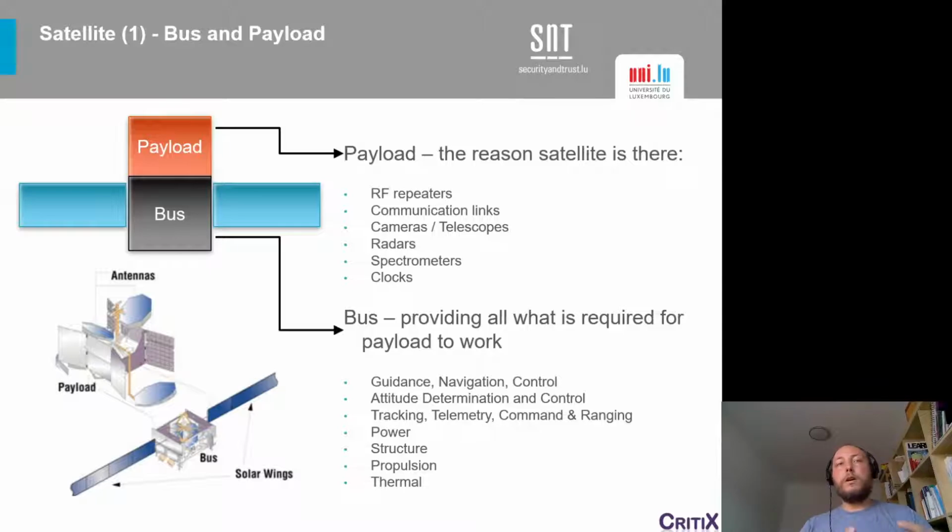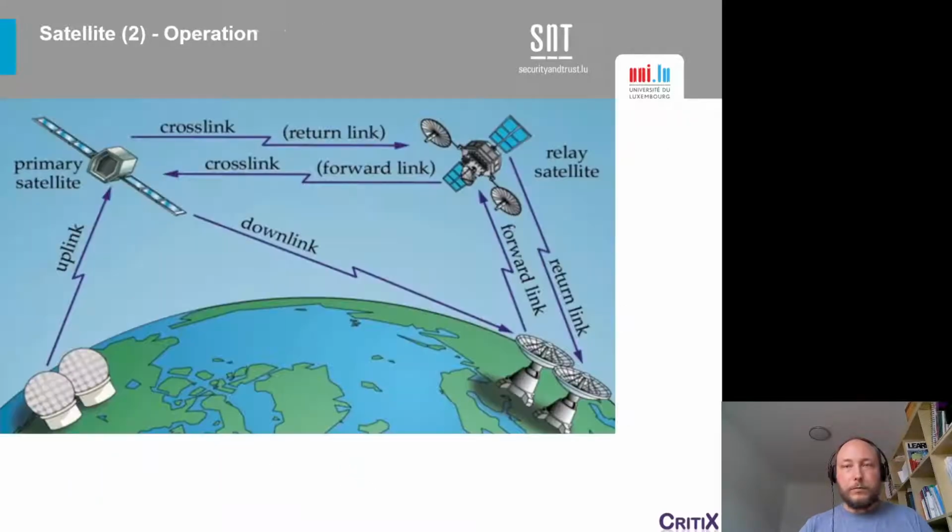On the other hand, we have a bus, which provides everything that is required for the payload to work there in the orbit, which is guidance, navigation, control, attitude determination, tracking, telemetry, command and ranging, power generation and power storage, structure holding everything mechanically, propulsion if required to either station keep or change the orbits, and thermal management, passive or active, depending on the design.